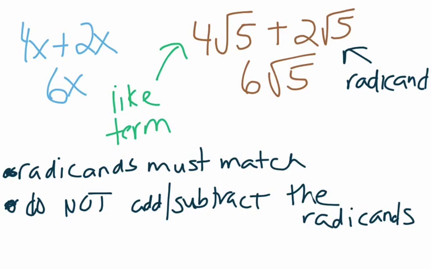The other thing I want you to note is that we do not add or subtract the radicands. So we don't do the square root of 5 plus the square root of 5 and get the square root of 10. It's different than with the multiplication. With the multiplication you do. With the addition you don't. You will get those confused if you don't practice enough.